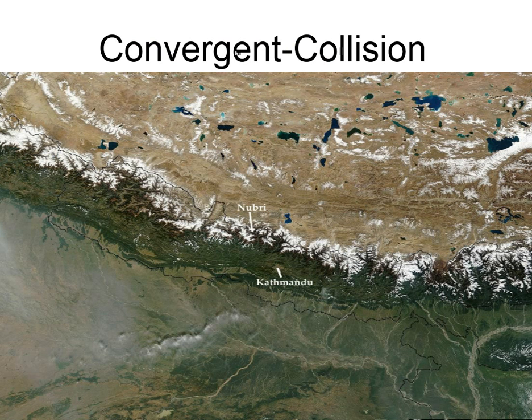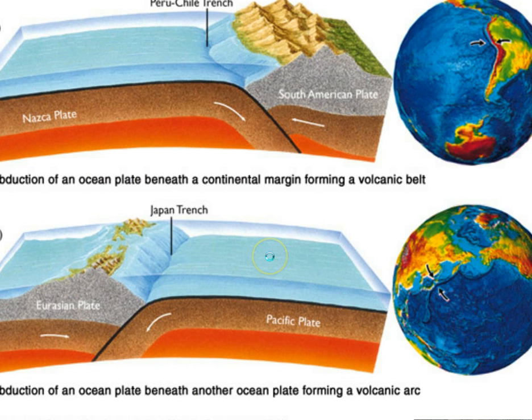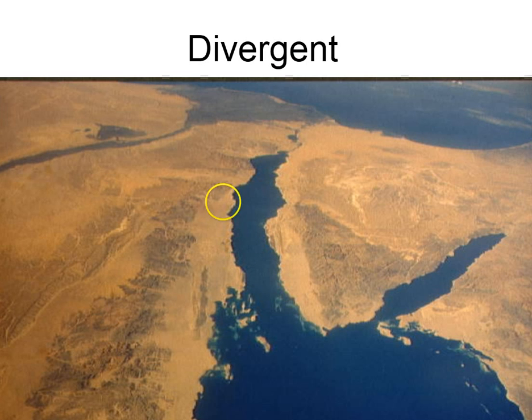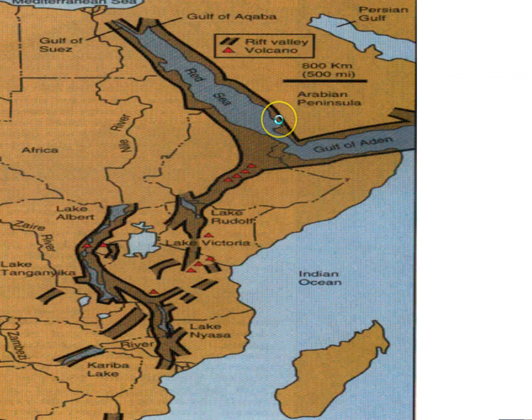Okay. Here's a picture of convergent collision. We have mountains forming. This plate's moving down, this plate's moving up. They're colliding and energy is producing these mountains. Divergent boundaries separating. One's moving in this direction, one's moving that direction. And the separation, we have a divergent boundary right there.